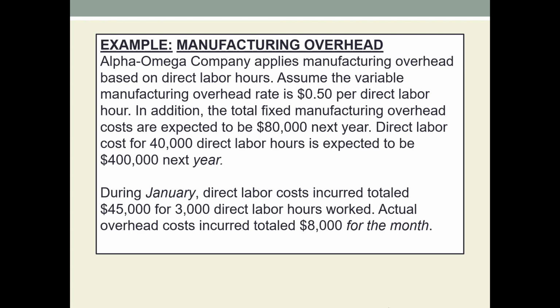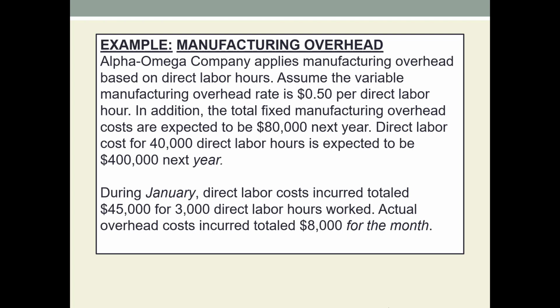Let's look at a brief example. Alpha Omega Company applies manufacturing overhead based on labor hours. Assume the variable manufacturing overhead rate is 50 cents per direct labor hour. In addition, the total manufacturing overhead costs are expected to be $80,000 next year. Direct labor cost for 40,000 direct labor hours is expected to be $400,000 next year. During January, direct labor cost incurred totaled $45,000 for 3,000 direct labor hours worked. Actual overhead cost incurred totaled $8,000 for the month.